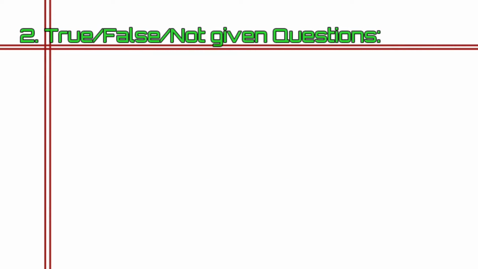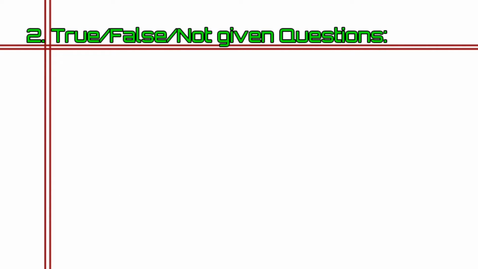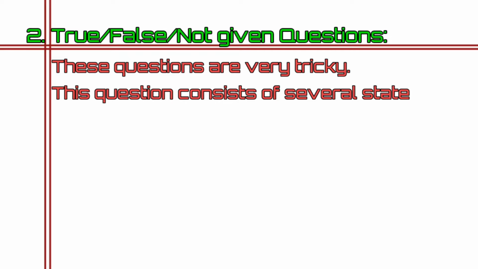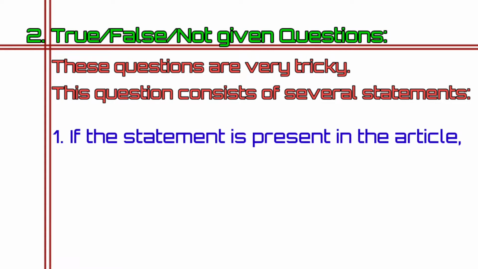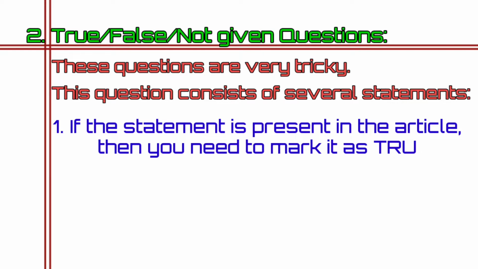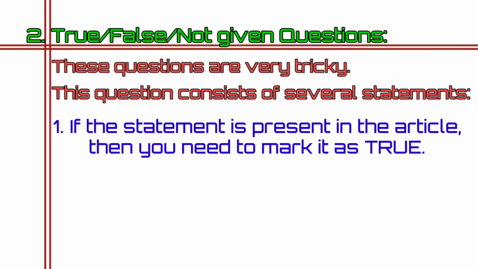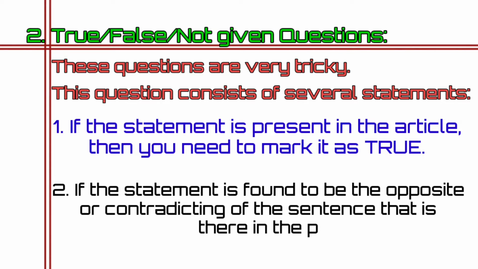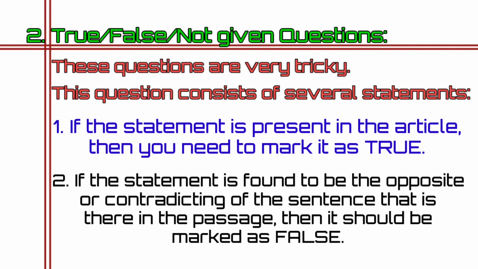Number 2. True, false, not given questions. These questions are very tricky. This question consists of several statements. If the statement given in the question is present in the article, then you need to mark it as true. If the statement is found to be the opposite or contradicting of the sentence that is there in the passage, then it should be marked as false.